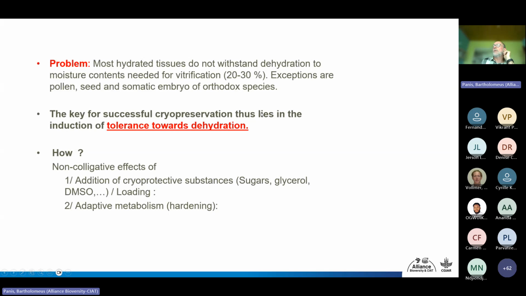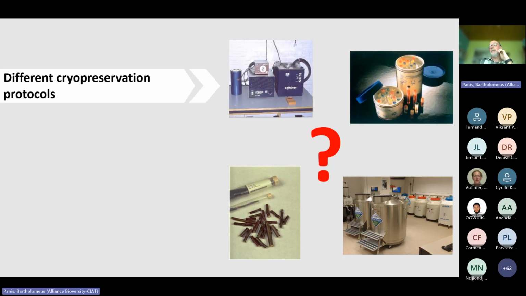But what is now the problem is that most hydrated tissues do not withstand this dehydration, which means that you need to protect them. You can protect them by adding some substances that protect all kinds of organelles and membranes, like these sugars and glycerol, which replace the water, making sure that the structure of the membrane remains. But you also have adaptive metabolism, where cryoprotective substances are also induced. So this is the theory behind the cryopreservation.